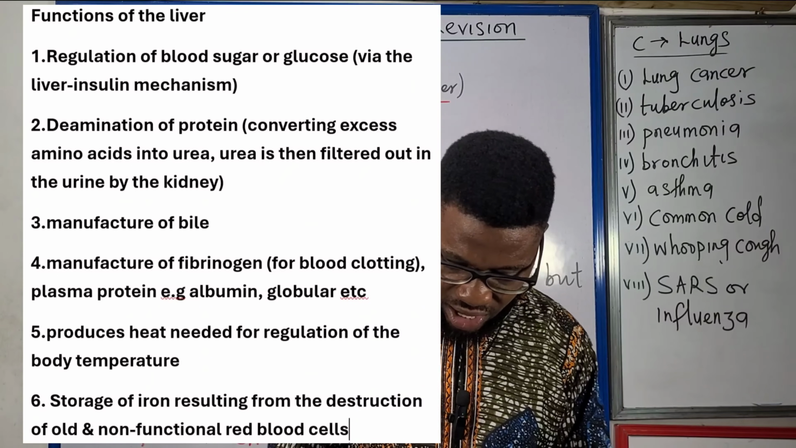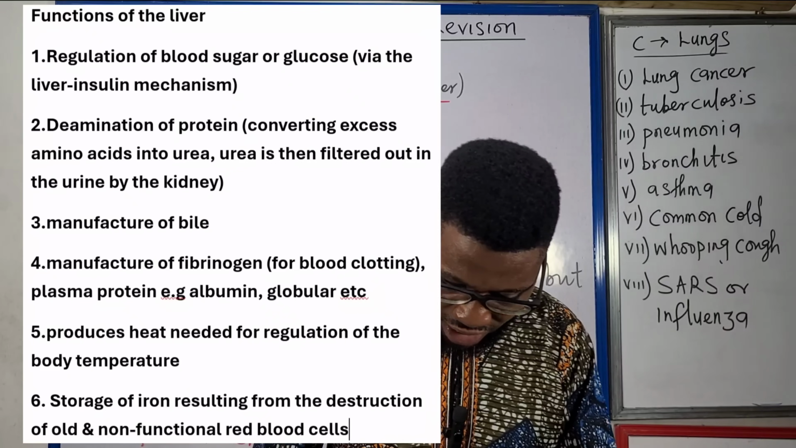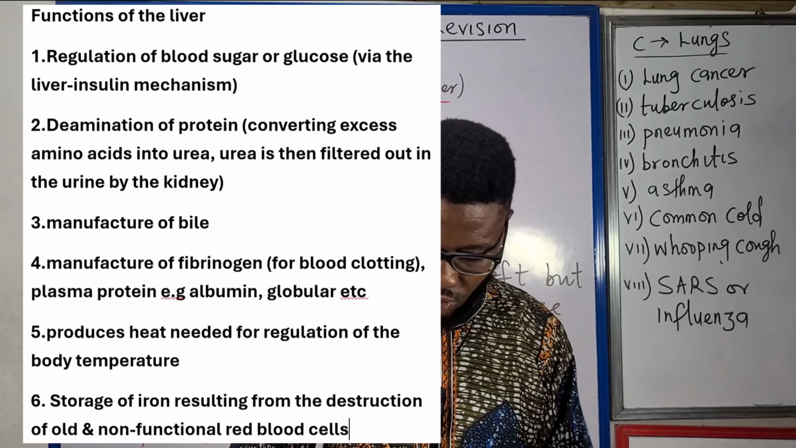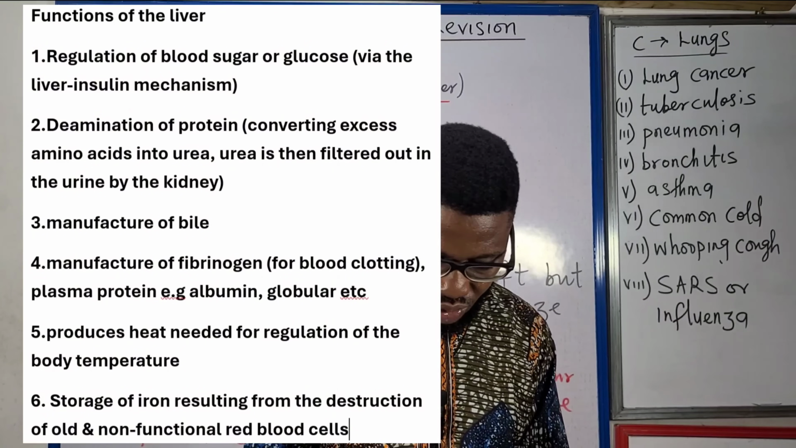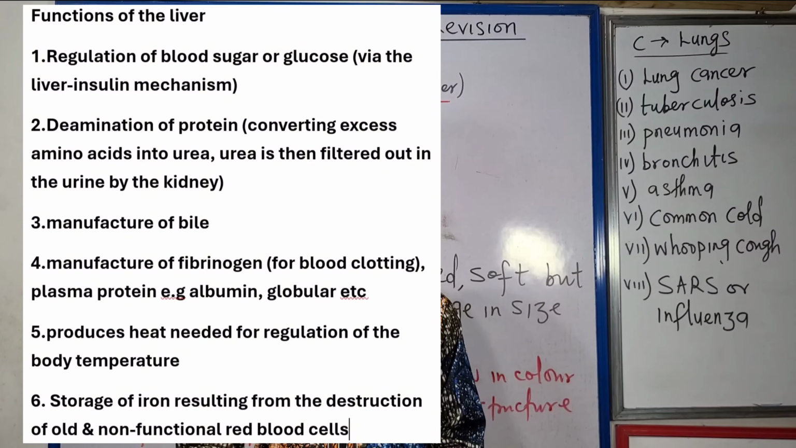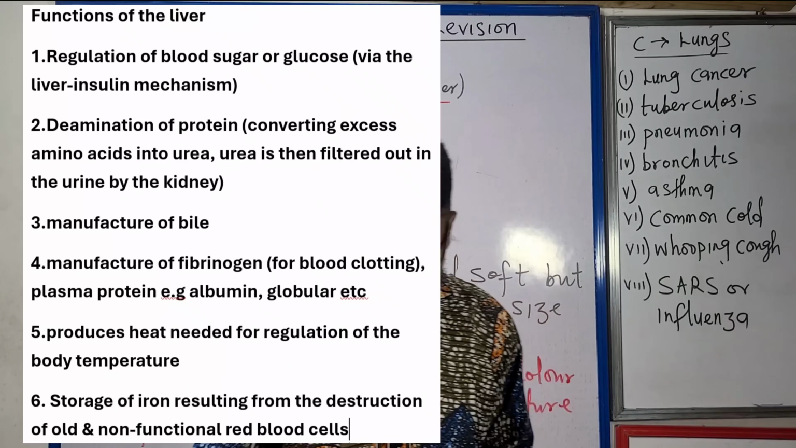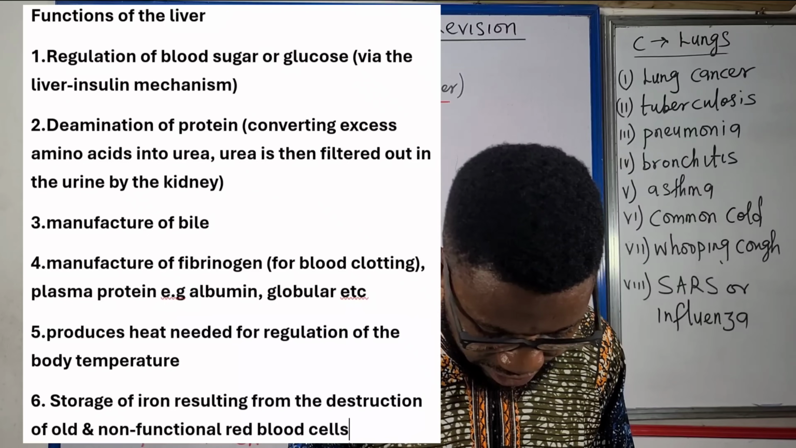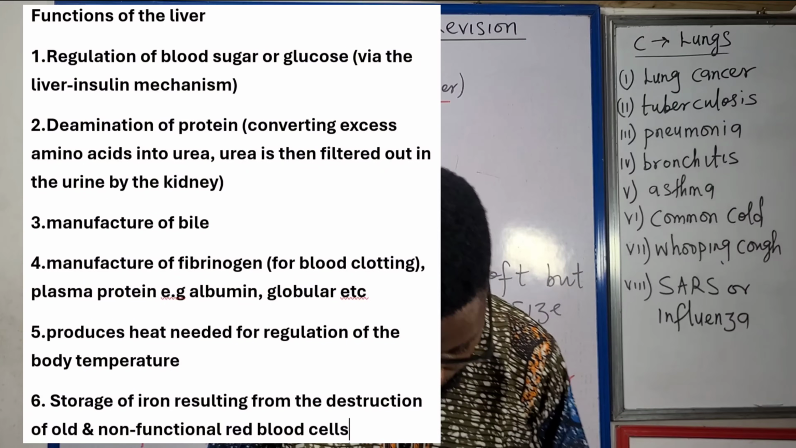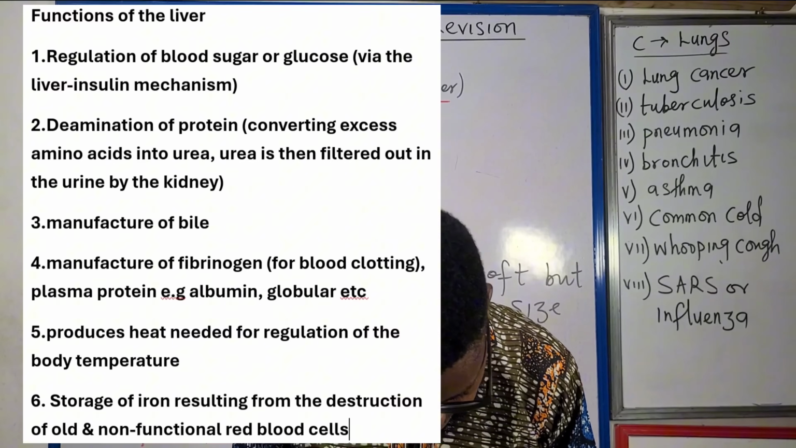There are so many functions. The liver stores iron resulting from the composition of hemoglobin. It converts other sugars to glucose and the like. So you can see all of that on your screen, talking about the functions of the liver. Also, we were told to list diseases of the liver. We've listed that before, so take note of that.